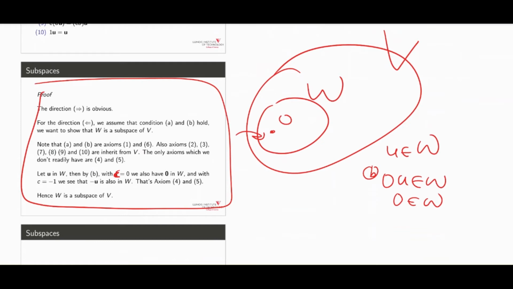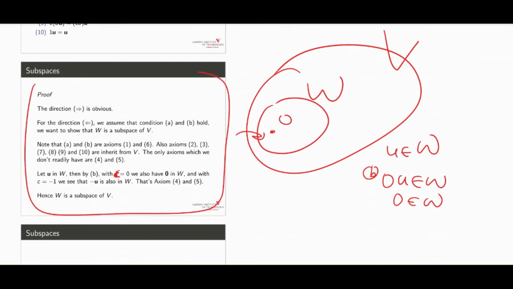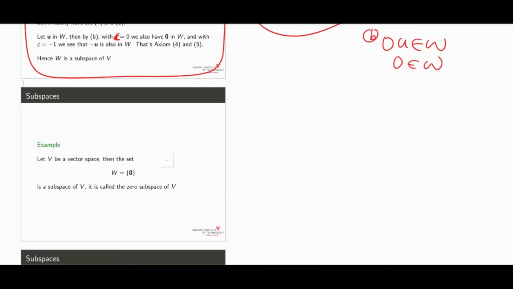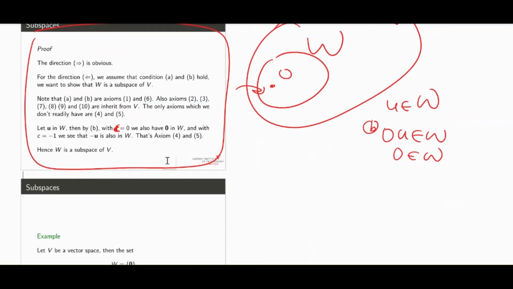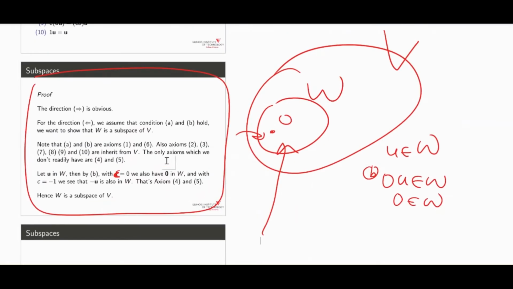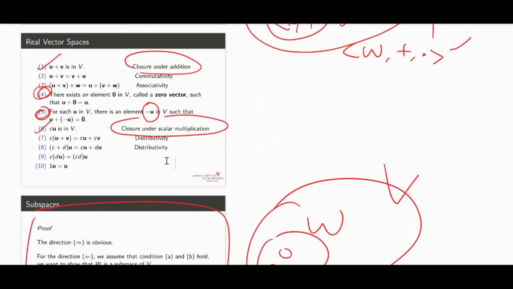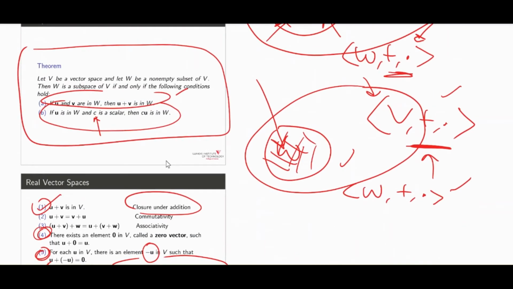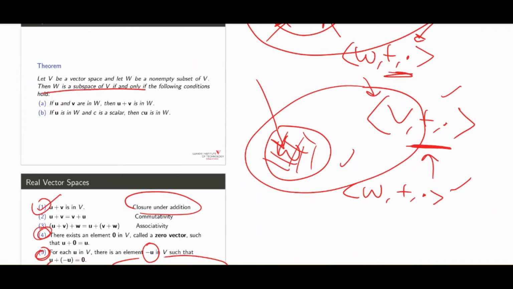So at the end, you will see that in order to check whether W is a vector subspace or not, you actually don't have to go through all 10 axioms. You just have to go through the 2 axioms. You just have to verify these 2 properties, which are written right here. If you can verify these 2 properties hold, then it is already enough to guarantee that the smaller set W is itself a vector space.